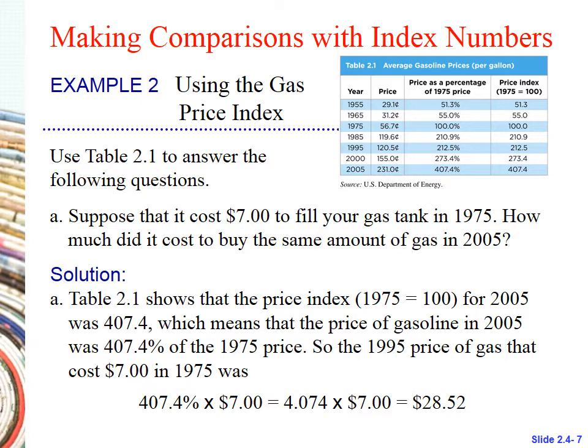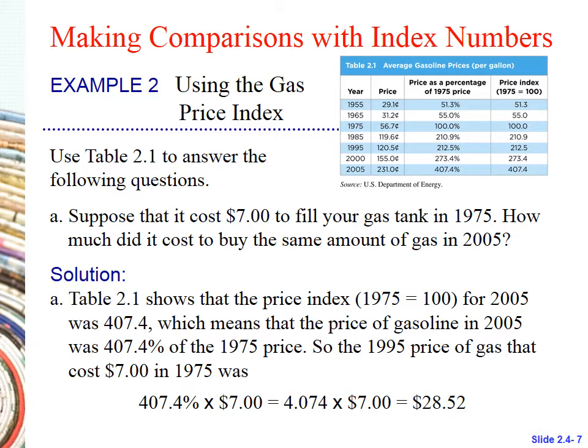So what I'm going to do is multiply that percent, my 407.4%, times my $7. So remember to move that decimal place back. I would multiply 4.074, which I get from my price index, and remember, it's a percent, so I have to move it back too, times the $7. This makes sense. If it was $7, it's about 4 times as much. So my price in 2005 was $28.52 for the same thing that cost me $7 in 1975.